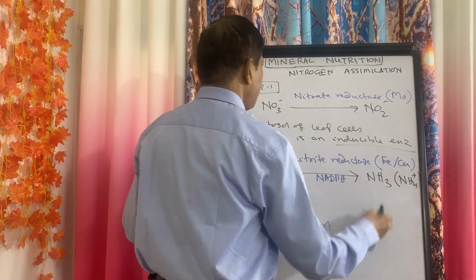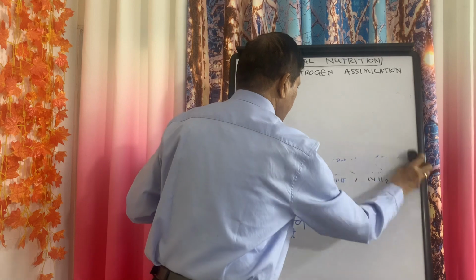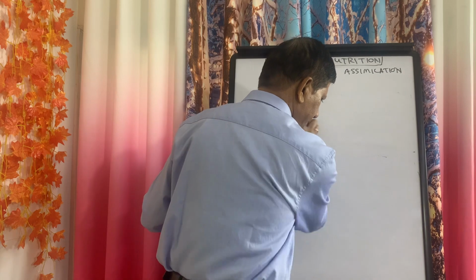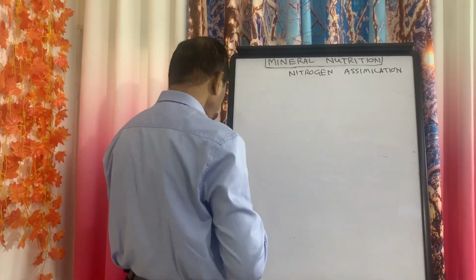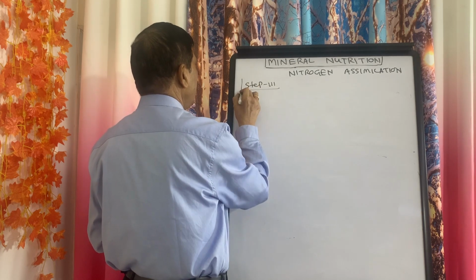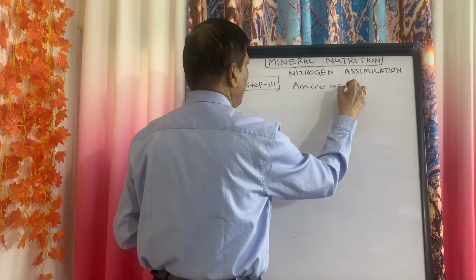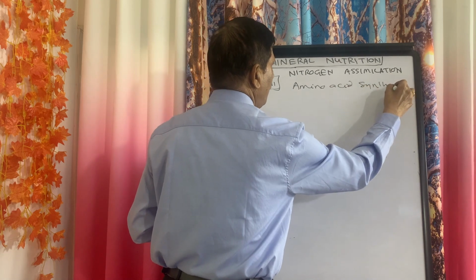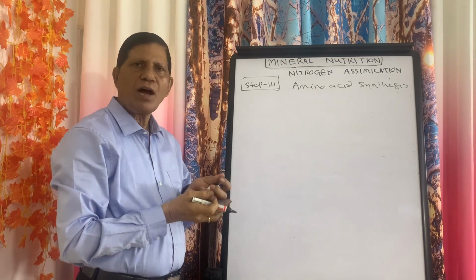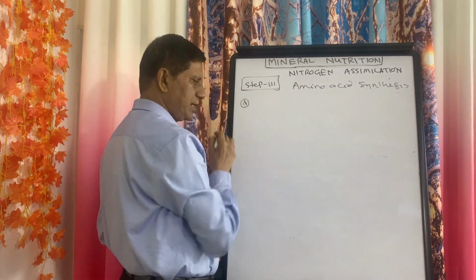So, the next is step 3. In this step 3, we will discuss how the amino acids are synthesized. Step 3 is amino acid synthesis. And you know that for proteins there are 20 different types of amino acids. How are these different amino acids synthesized? So they are synthesized by 2 different processes.